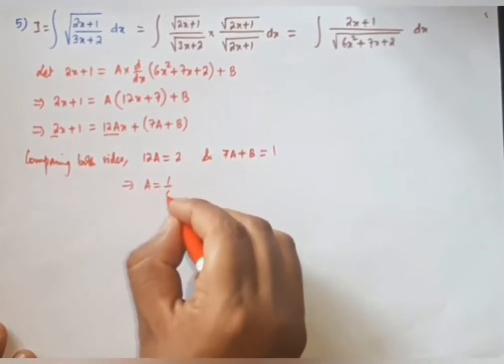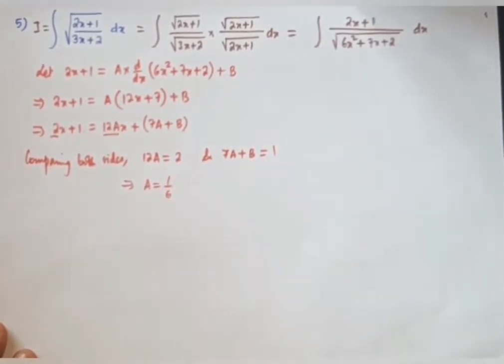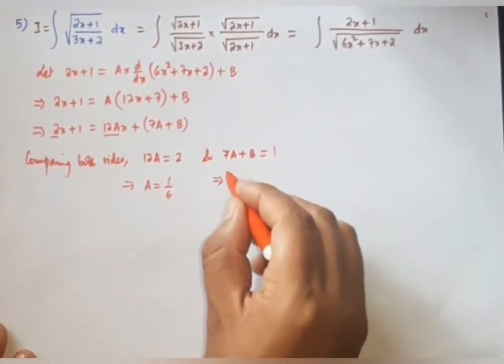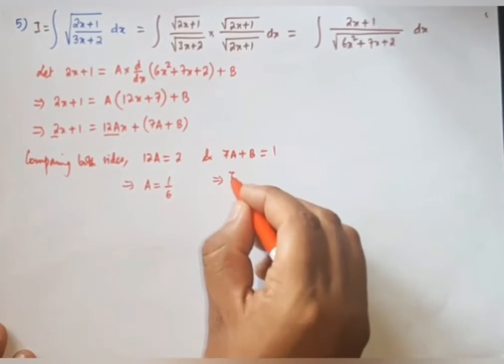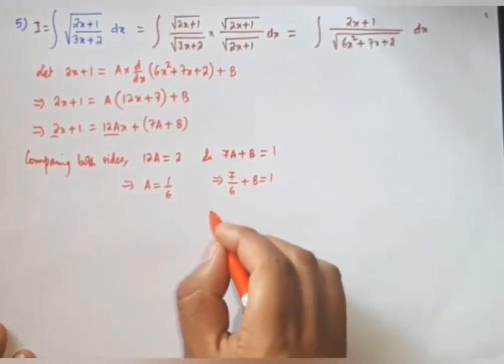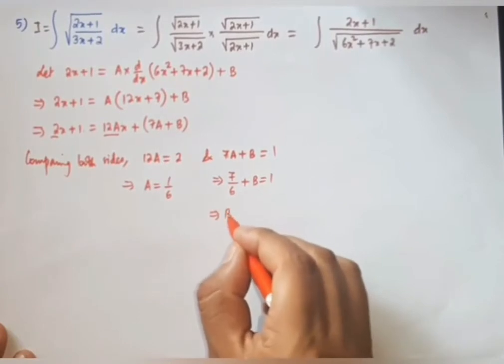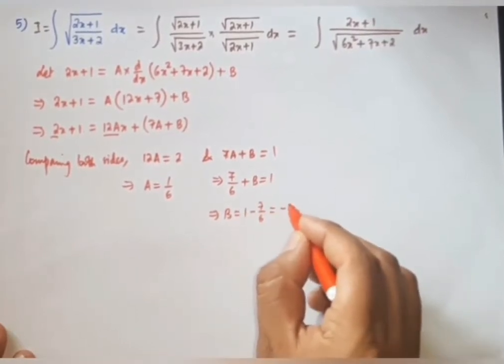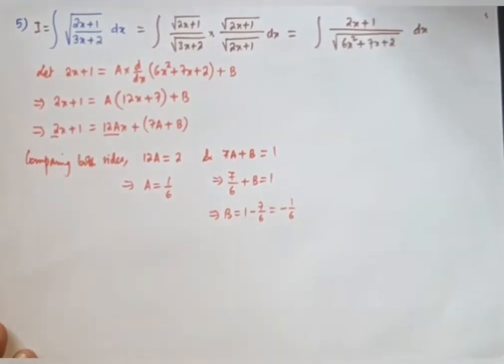The value of a turns out to be 1 by 6. Okay, so let me put the value of a here. So this becomes 7 into 1 by 6, that is 7 by 6 plus b equals 1, that is b is equal to 1 minus 7 by 6, which is minus 1 by 6.